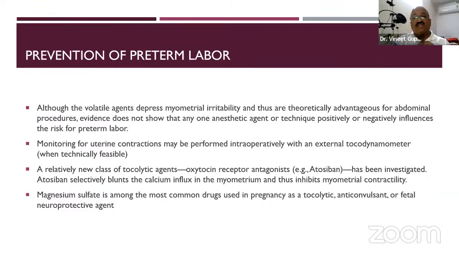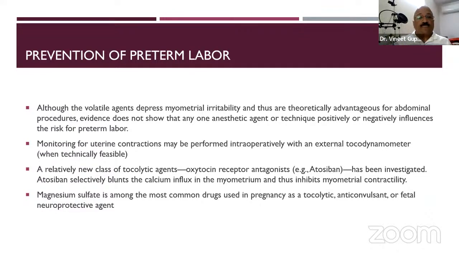Monitoring for uterine contraction may be performed intraoperatively with an external tocodynamometer when it is technically feasible. But be careful while applying it the first time, and if it is hampering the surgical procedure and delaying the surgery, the overall benefit is not much compared to the time taken. It's better to finish the surgery in 20 minutes than applying the tocodynamometer for 20 minutes and delaying the surgery for 2 hours.